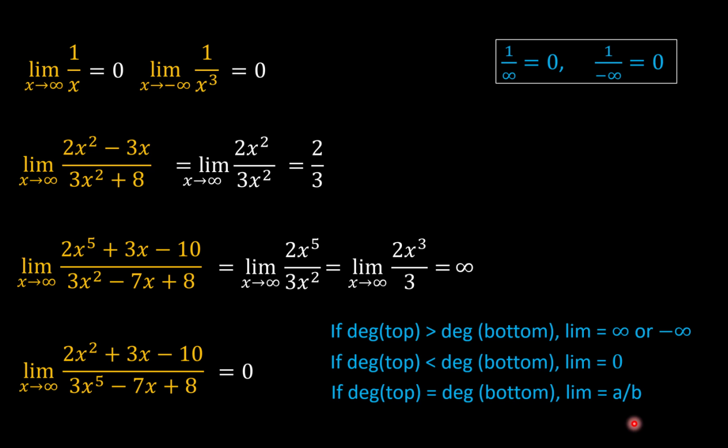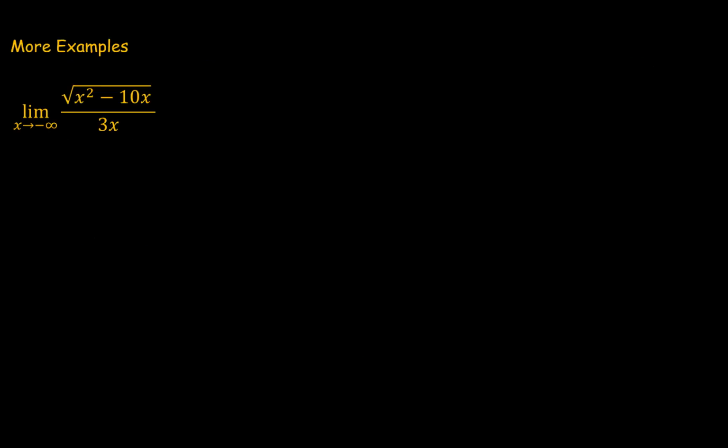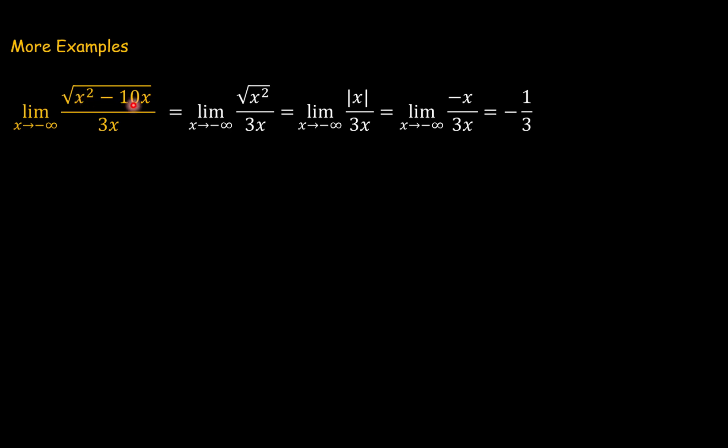Okay. Let's look at a few more complicated examples as x goes to infinity or minus infinity. Here we have a square root, and then divided by some polynomial, in this case just 3x. Well, you can use that same principle to drop the 10x here, because x squared is the leading term. So this should be equal to square root of x squared over 3x.